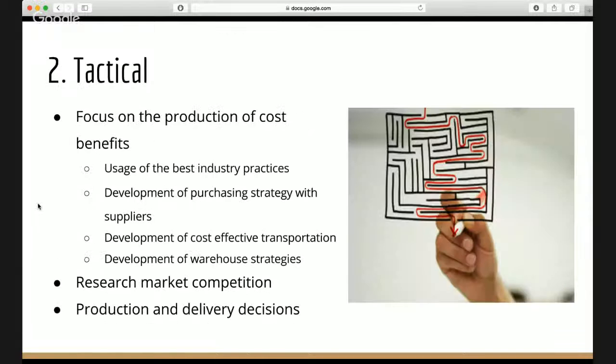So number 2 is the tactical activities. These focus on production cost benefits, like the usage of best industry practices, development of purchasing strategies with suppliers, cost-effective transportation developments, as well as warehouse strategies. So these all want to minimize costs and maximize profits at the very end and maximize efficiency. In this stage, they also research market competition and also assess production delivery decisions as well in the tactical activities.